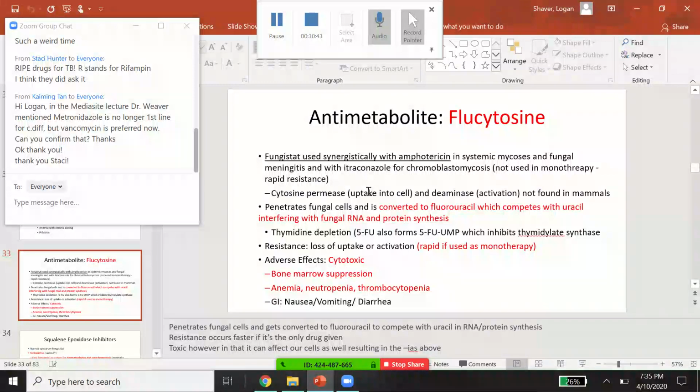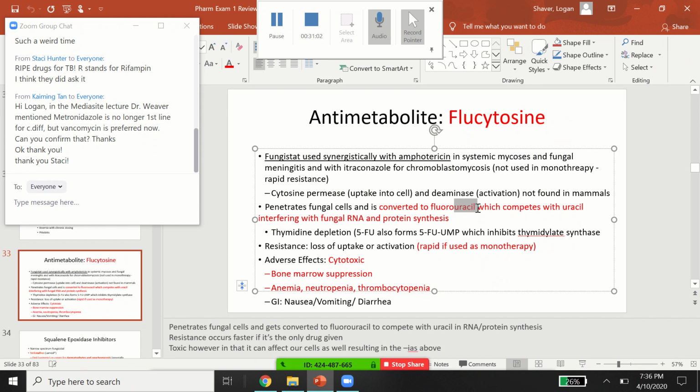Now on to anti-metabolites. So you have flucytosine. And the thing she highlights here is more so the mechanism. Flucytosine penetrates fungal cells, and then it's converted to fluorouracil. Of course, that uracil should ring a bell anyway, right? Because that's one of the nucleotides which is used in RNA synthesis.